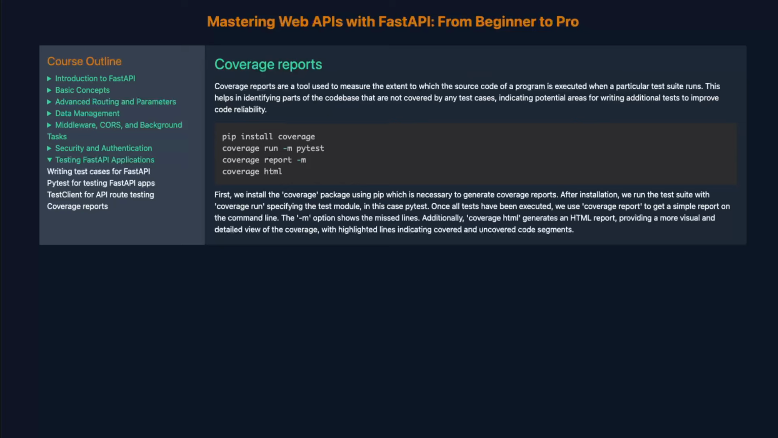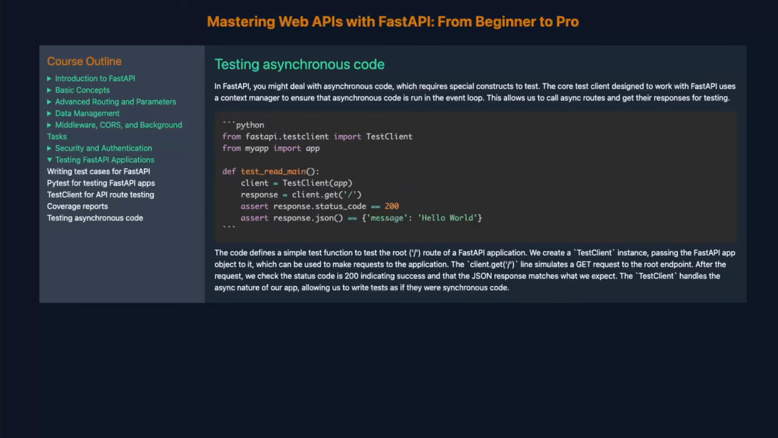Testing asynchronous code. In FastAPI, you might deal with asynchronous code, which requires special constructs to test. The core TestClient, designed to work with FastAPI, uses a context manager to ensure that asynchronous code is run in the event loop. This allows us to call async routes and get their responses for testing.